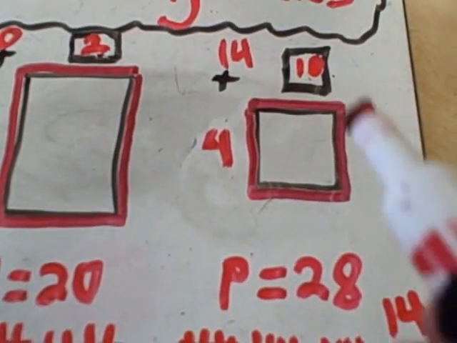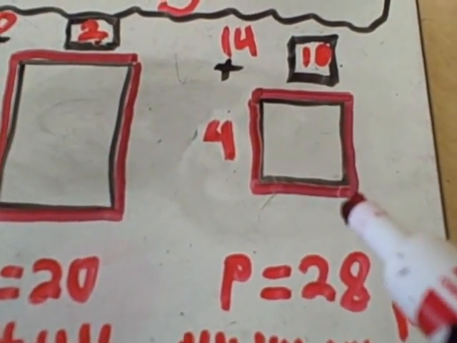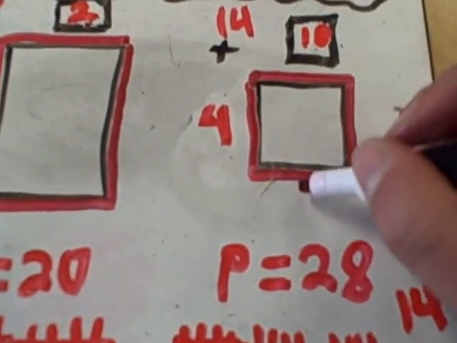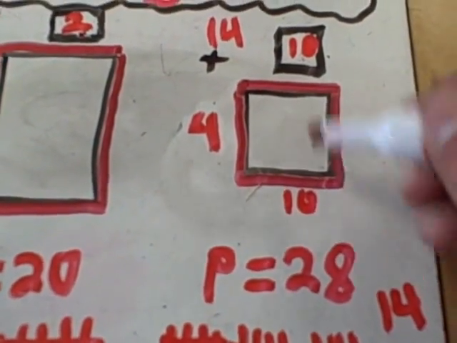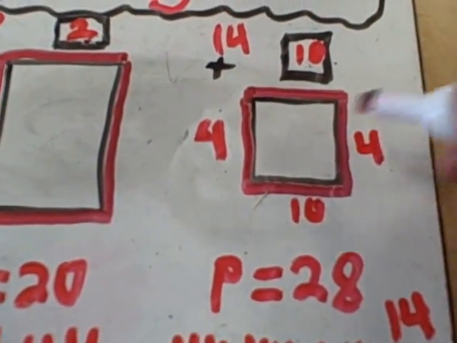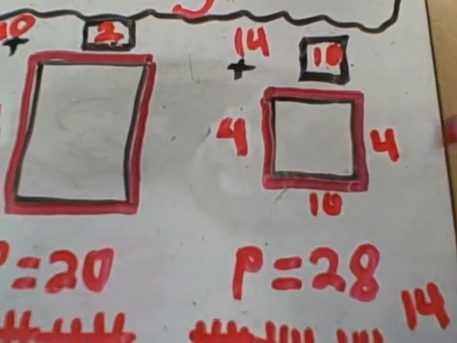And you see how that makes 28? 10 plus 10 is 20. 4, here I'll even write it in. 10 plus 10 is 20. 4 plus 4 is 8. And it just goes back again.